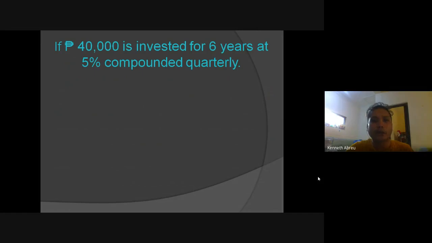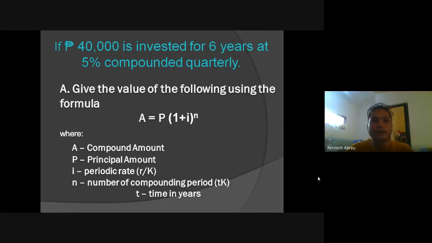Sample problem: if 40,000 pesos is invested for 6 years at 5% compounded quarterly, give the value of the following using the formula A equals P times the quantity 1 plus i raised to n, where A is the compound amount, P is the principal amount, i is the periodic rate, which we get by dividing the rate over the compounding period, and n is the number of compounding periods, which we get by multiplying t and k. T is time in years, and k is the compounding period.